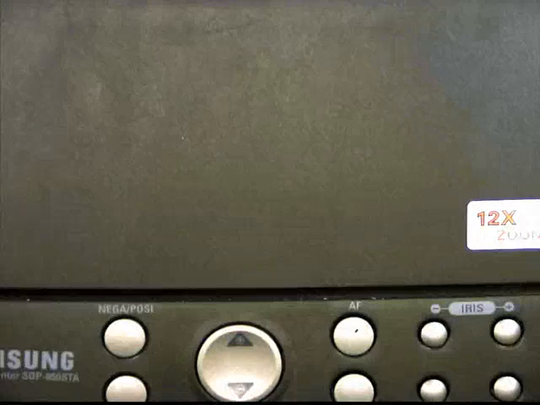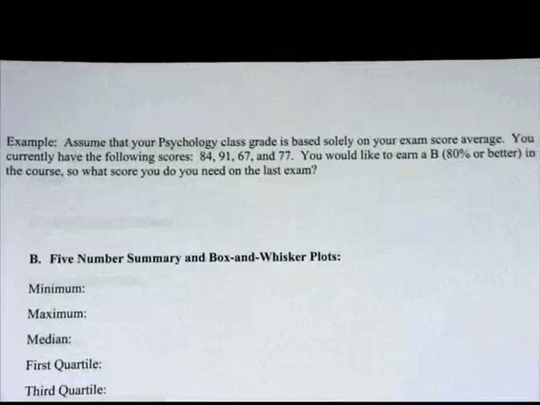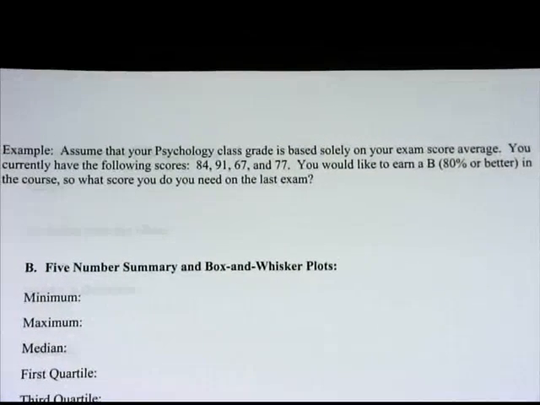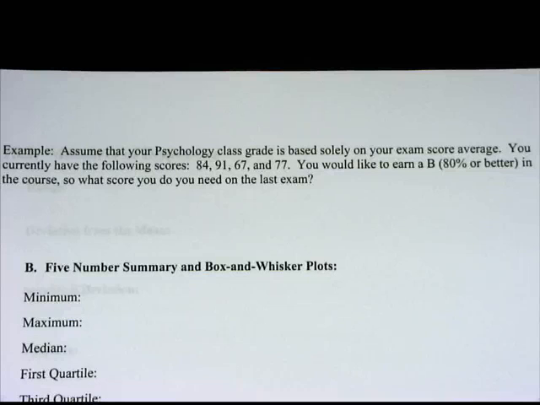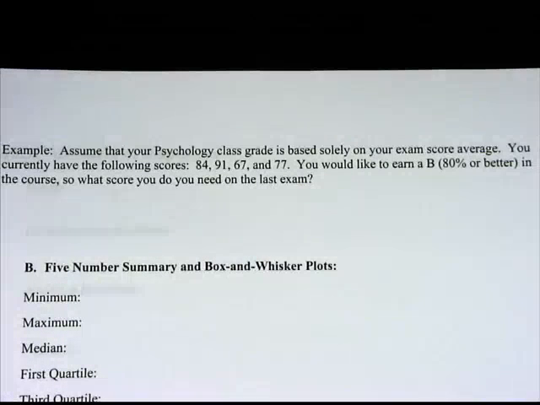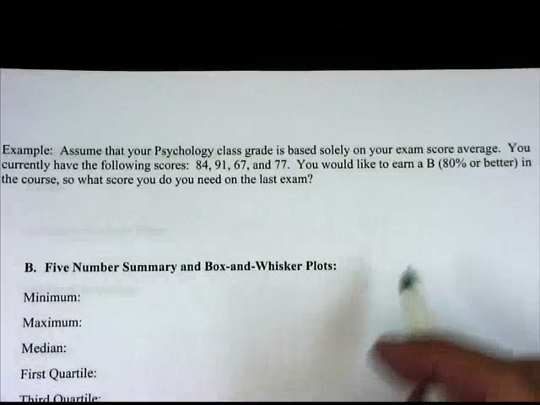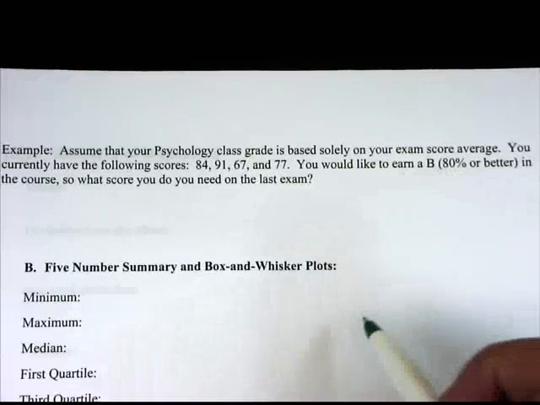All right. The next example I want to look at is another way of dealing with means, and it's the following example. Assume that your psychology class grade is based solely on your exam score average. You currently have the following scores, 84, 91, 67, and 77, and you would like to earn a B, which is 80% or better in the course. So what score would you need on your last exam? So we've got 4 exams already, and there are 5 exams total. And we know what we would like for our mean.